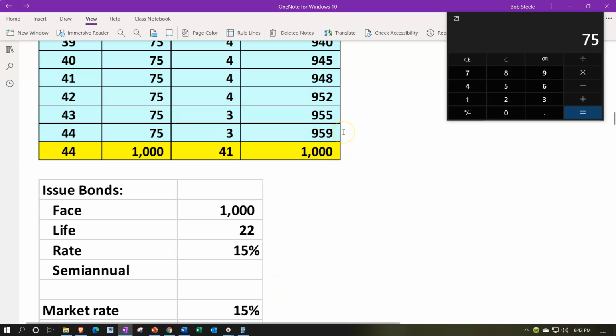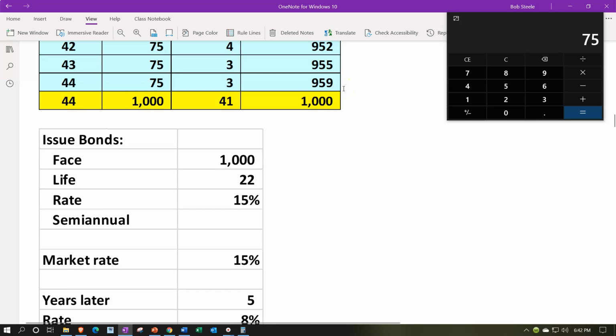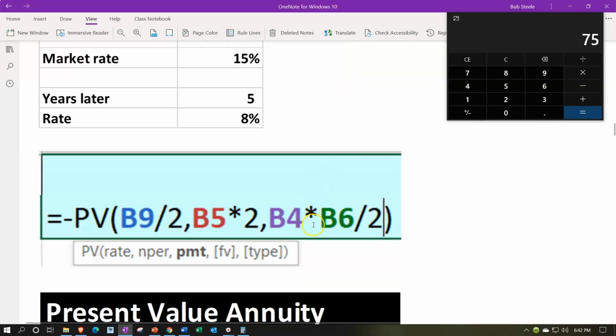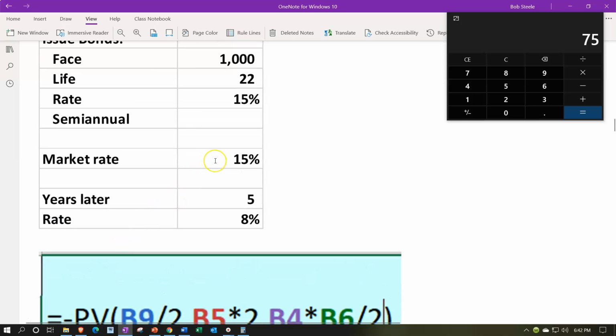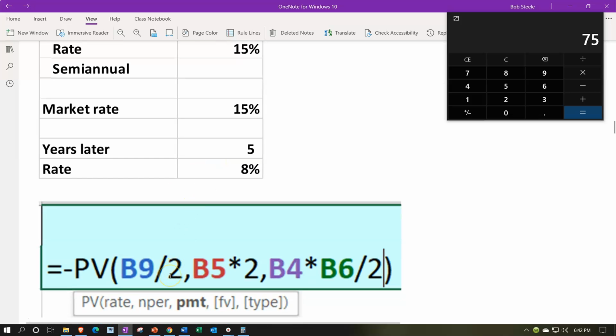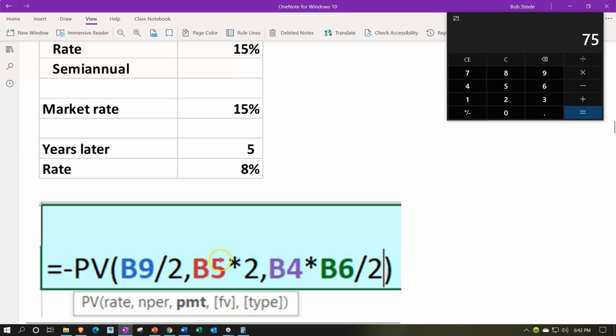Let's then calculate this 959. Actually, yeah, let's calculate this 959 one more time with Excel, making sure that we pick up the proper periods, which can be a little bit confusing if you were to do this in Excel. The present value rate would be the market rate, which would be the 15%, then divided by 2, which would give us that 7.5. And then the number of periods here would be the 22 times 2, which I would put in here referencing the cell, times 2.